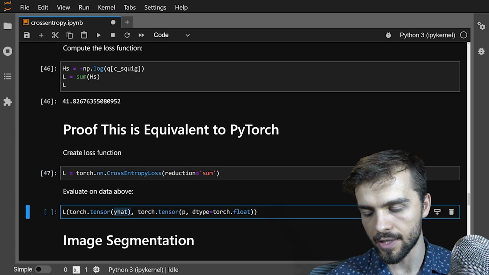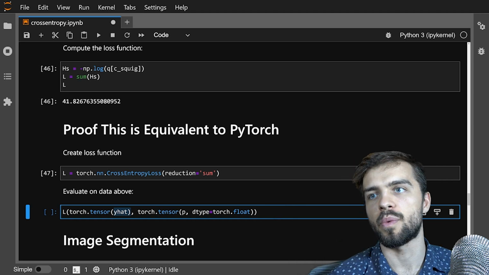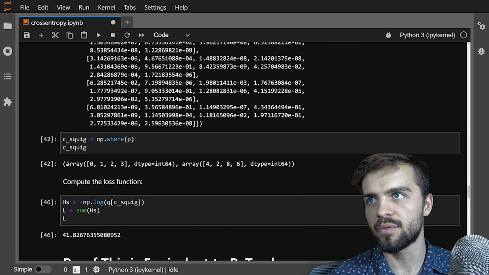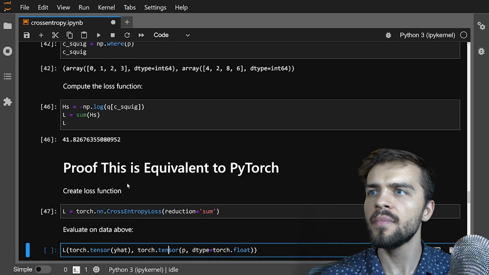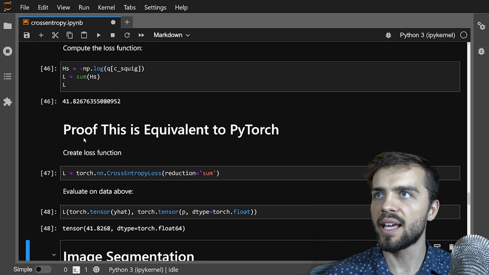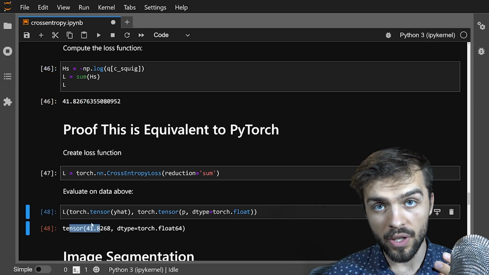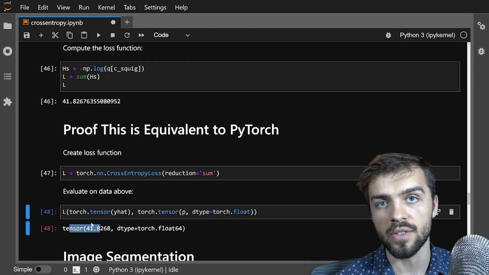So here's the y hat. This is the unnormalized y hat. And I also have p, which is basically the array of the true values here. And I plug them in and I get the exact same value that I have above. So this is the inner workings of the PyTorch cross-entropy loss function.